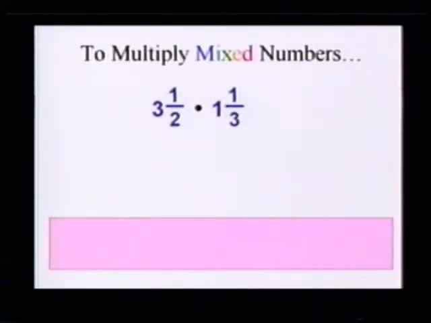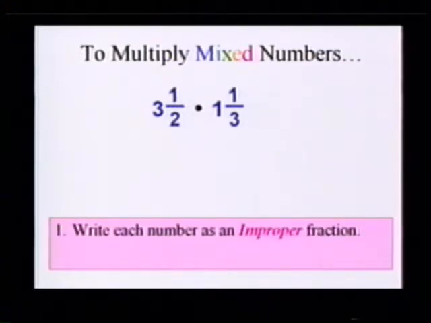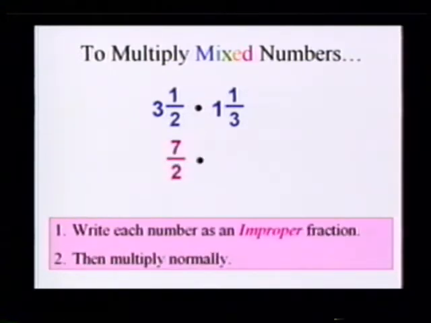Okay, now we needed to know that to multiply these two numbers. The first thing we did was we changed them to improper fractions. I took 3.5 and changed it. 3 times 2 plus 1 over 2 is 7/2. Took 1 1/3. 1 times 3 plus 1, 4/3. Now I just multiply them regularly.